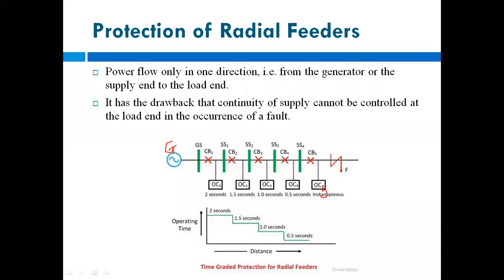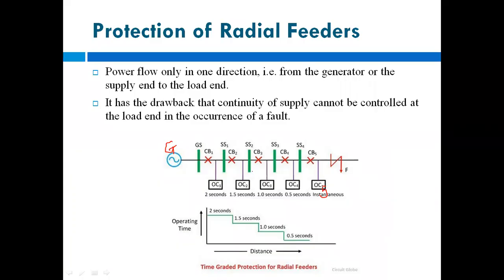That shows how, as the distance increases, the time decreases. Now we will see this for the radial system. Radial feeders means there is a single generating system, and the power supply is given in only one direction.